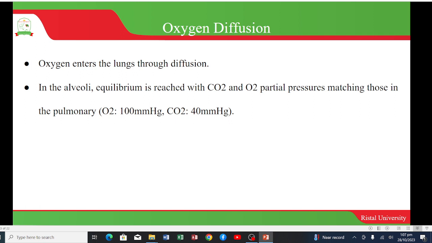Oxygen diffusion. Oxygen enters the lungs through the process of diffusion. In the alveoli, the equilibrium is reached when carbon dioxide and oxygen partial pressures match those in the pulmonary.